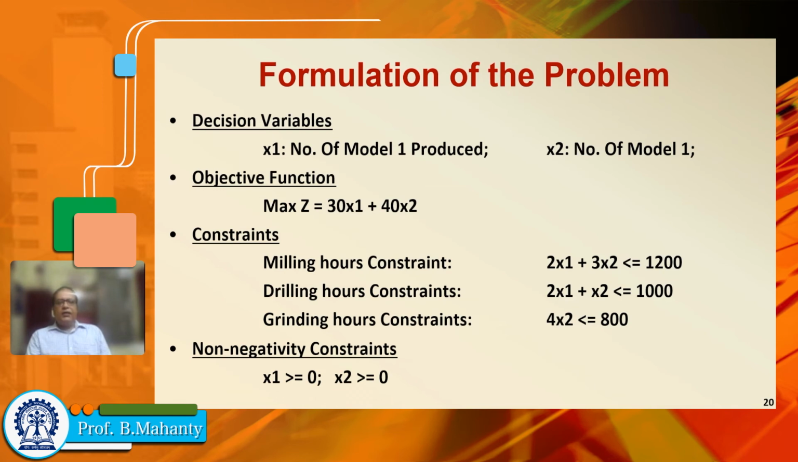Right. So that has been written here. The decision variables: x1 number of model 1 produced, x2 number of model 2 produced. Objective function: maximize z equal to 30x1 plus 40x2. Constraints: milling hour constraint 2x1 plus 3x2 less than or equal to 1200. Drilling hours constraint 2x1 plus x2 less than or equal to 1000. Grinding hour constraint 4x2 less than or equal to 800. And the non-negativity constraints x1 greater than or equal to 0 and x2 greater than or equal to 0.